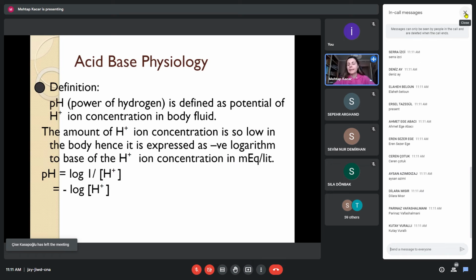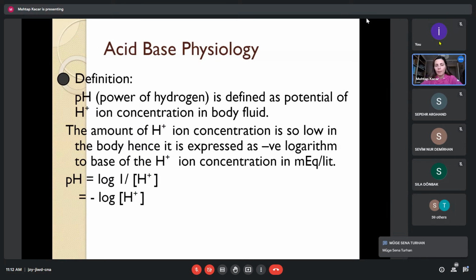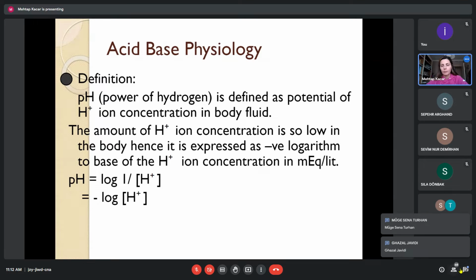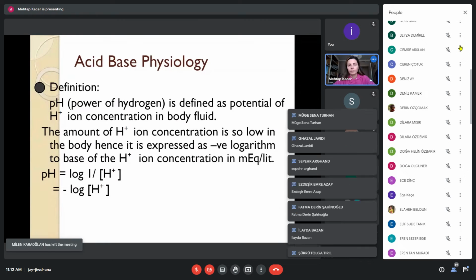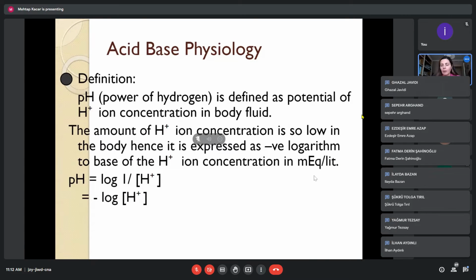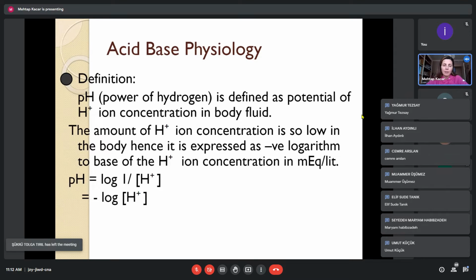Okay, we will discuss acid-base balance today. Okay, what does acid-base mean? As you know, of course, we have basic terminology for the definition of acid-base.